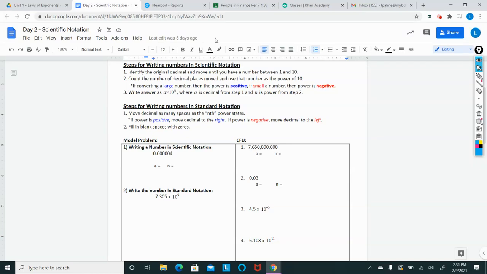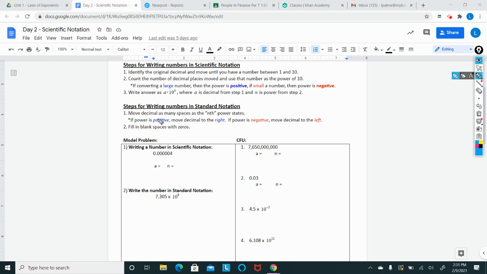Okay, today's video is all about scientific notation. Remember that scientific notation is an easier way of writing large and small numbers to make it easier to write. We can not only write numbers in scientific notation, but we can also take scientific notation and convert it back into numbers. So the first model problem, we're going to write a number in scientific notation.